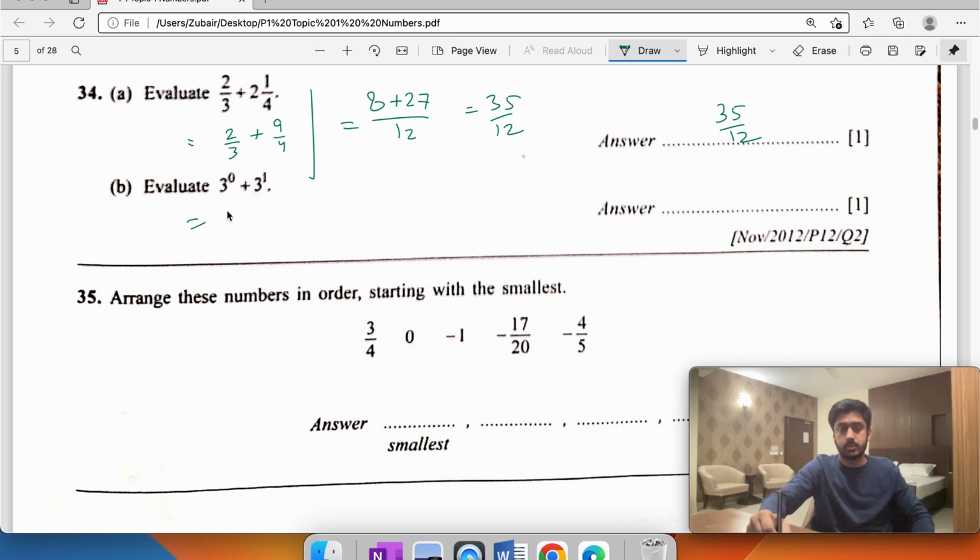Anything raised to power 0 is 1, 3 raised to power 1 is 3, so that's 4.